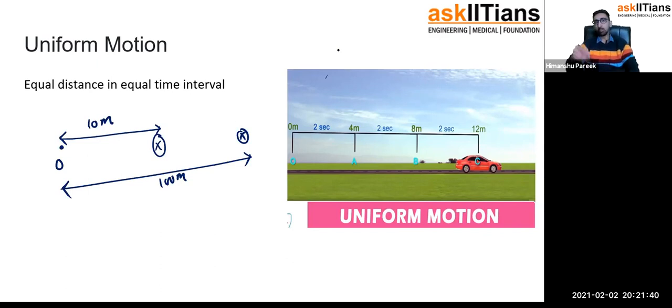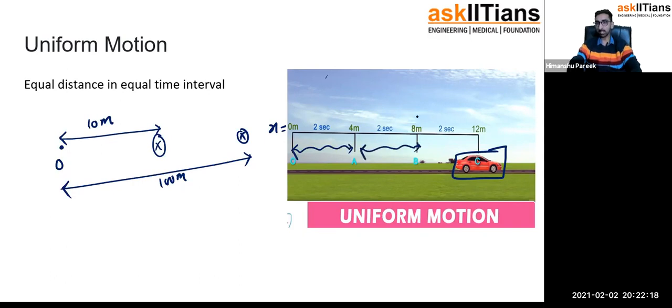Now, what is motion? Very simple. Let us take the example of this car. You can see this car is starting from the location x equal to 0 meters. After 2 seconds, this car comes to x equal to 4 meters. After another 2 seconds, the car comes to the next location. After another 2 seconds, the car comes to the location x equal to 12 meters. So if you look at the motion of this car, in the first 2 seconds, the car covered 4 meters of distance. In the next 2 seconds, the car again covered a distance of 4 meters.